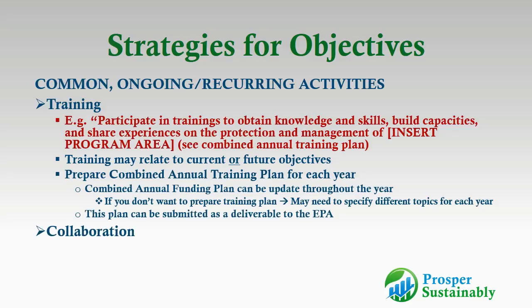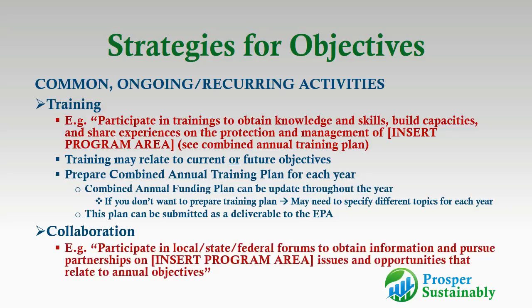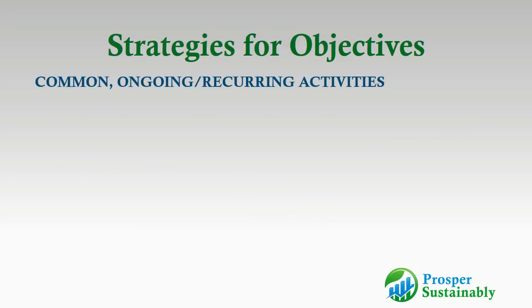And then that plan, if you do develop a plan, an annual training plan, it can be submitted to the EPA. Another area, common ongoing recurring area or activity is collaboration. And here an example is participate in local/state/federal forums to obtain information and pursue partnerships on air resources, issues, and opportunities that relate to annual objectives. So same thing, you'd repeat that year in and year out for your air resources and then for the other program areas as well. And I'm going to show you this in practice in a few moments.